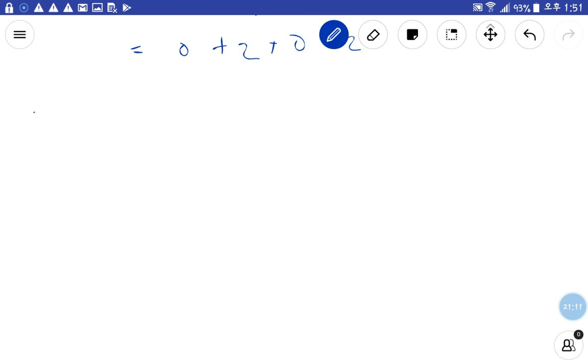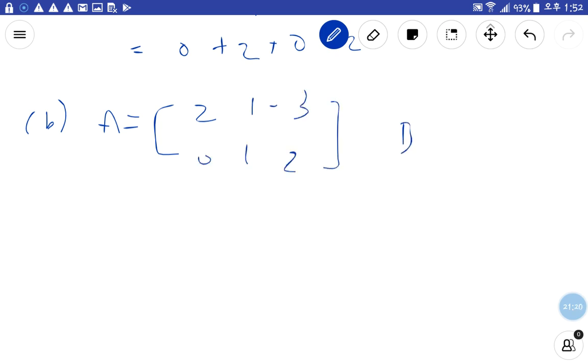So my A here is 2, 1, -3, 0, 1, 2. And my B is 3, -4, 2, 1. Let's check this one out. What is the order of this matrix? This A is 2 by 3. B is what? 2 by 2.